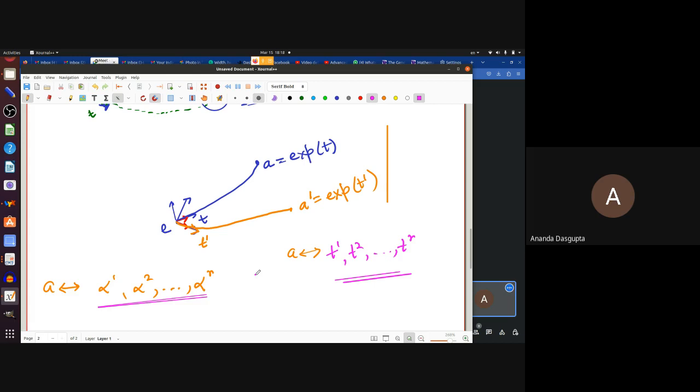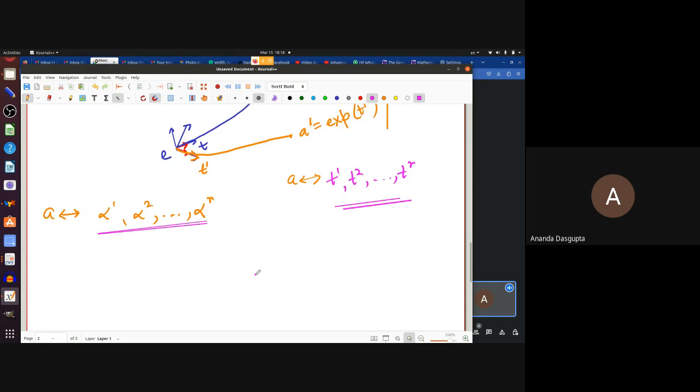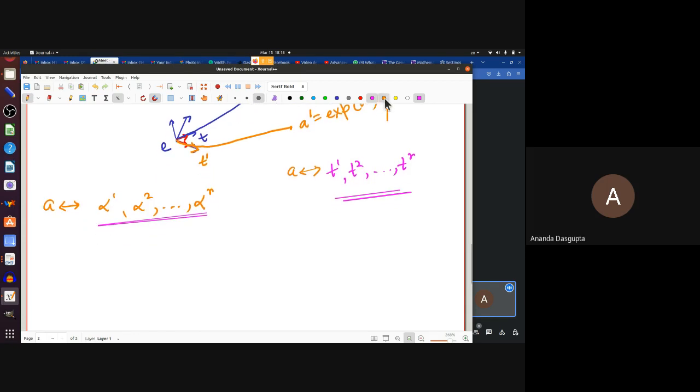Is that clear? Yes, sir. So this is a new choice of coordinates. So instead of the original alpha, you're using alpha bar, which is basically T1, alpha bar 2, which is T2, and so on. So I've gone from alpha to alpha bar. Change of coordinates, nothing else.